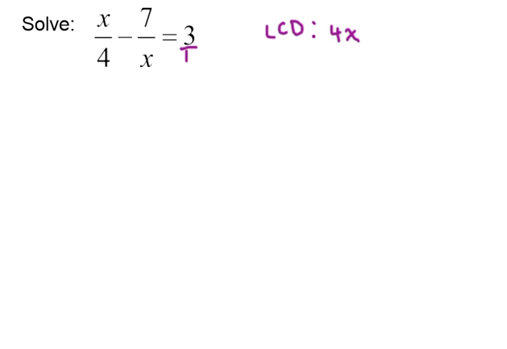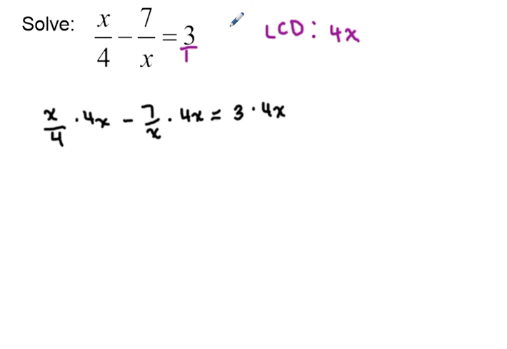So what I'd like to do then is take each of these, the x over 4, and I'm going to multiply that by 4x. I'm going to take the 7 over x, and once again multiply that by 4x. And I'm going to take the 3, and I'm going to multiply that by 4x. Because it's an equation, I can multiply all three original terms by the same value without changing the equality of the equation.